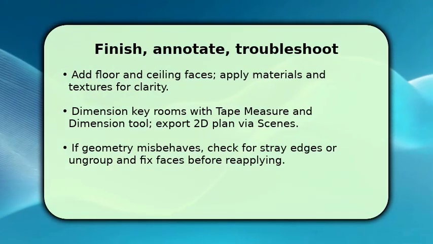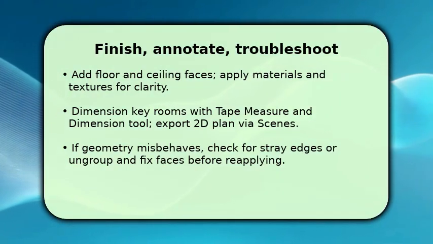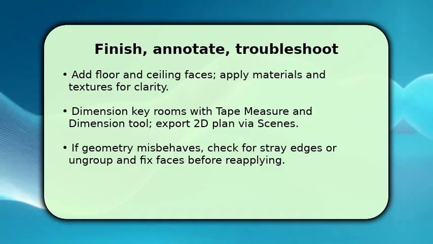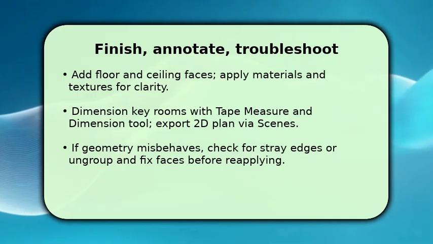Finally, you close the model and prepare usable plans. Create floor and ceiling faces, apply materials so rooms read clearly, and add furniture components to check circulation. Once done, dimension key rooms with the dimension tool and save a scene for a clean 2D export. Use parallel projection and top view for plans.